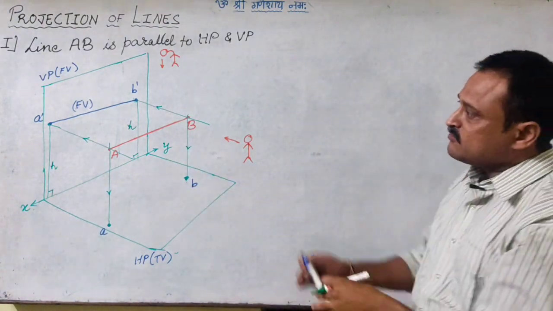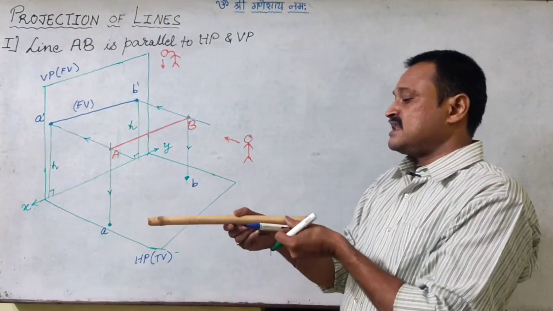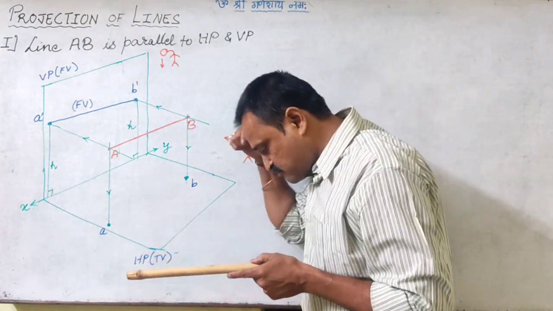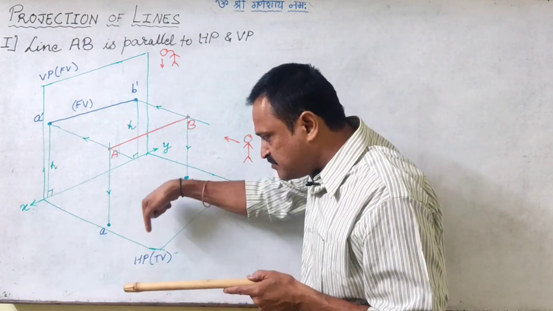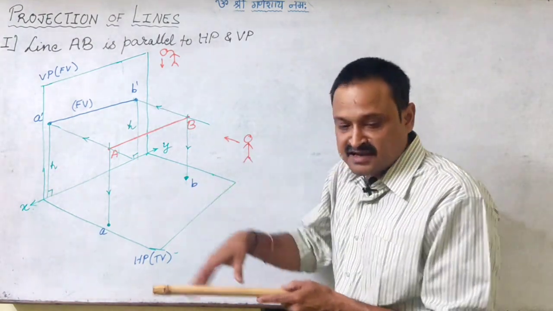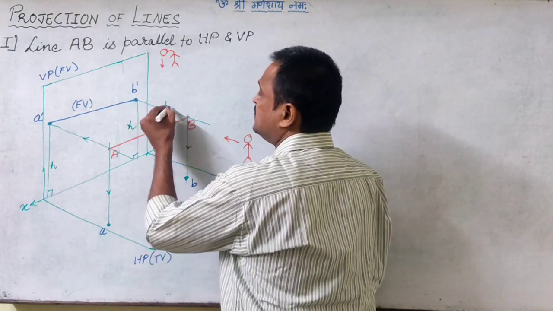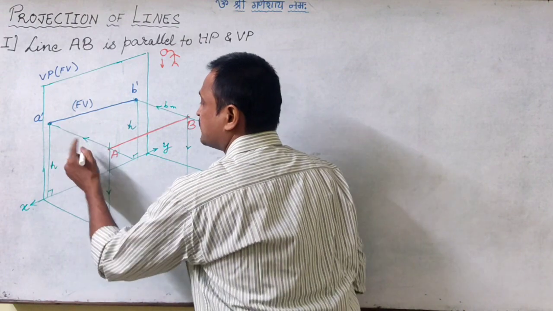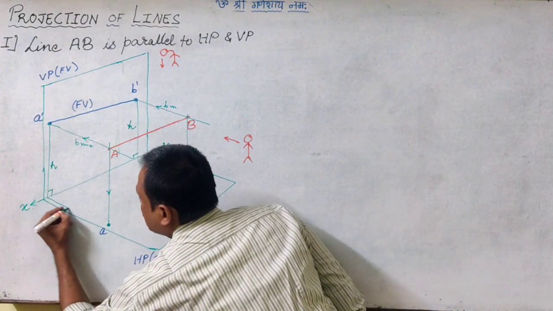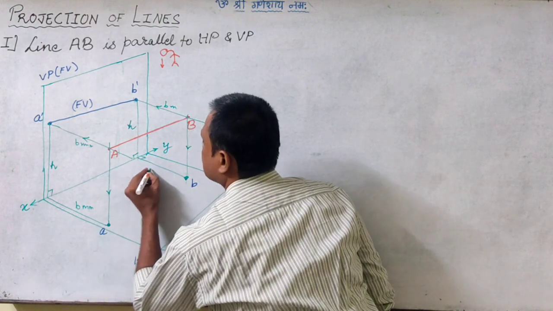Now when we are looking at the line from the top, and we have said that the line is parallel to VP, the distance of A from the vertical plane and the distance of B from the vertical plane will be the same. So let us say this distance is b millimeter from the vertical plane, and the distance of A is also b millimeter from the vertical plane. So when looking from the top, this distance also will be b mm and this distance is also b mm.